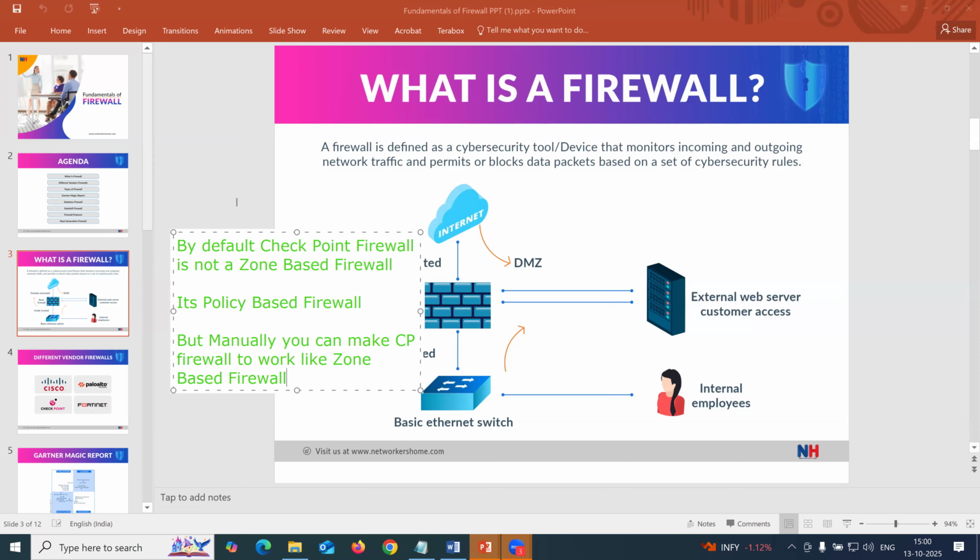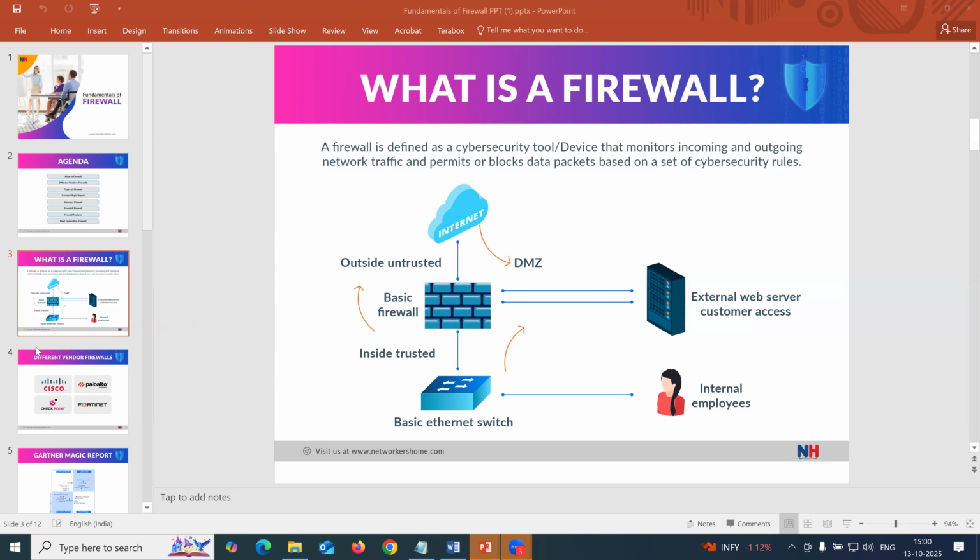What can be a disadvantage of a policy-based firewall and a zone-based firewall? That I'll discuss later, when I show you a configuration of a firewall. That time, 2 classes I'll just take for policies itself to make you understand. So what is firewall and what is zone? Am I clear here, all of you? Yes, sir.